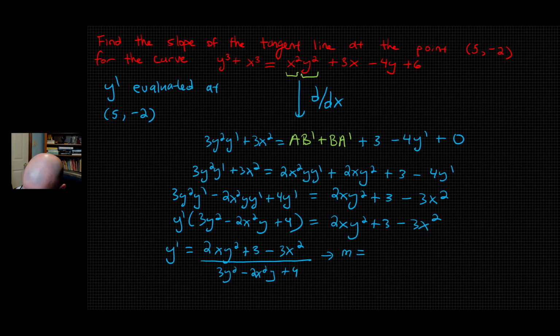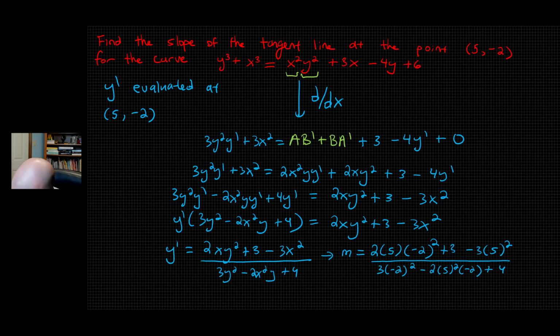Now m equals, I'm going to plug in 5 for x, so 2 times 5, and negative 2 for y, so negative 2 squared, plus 3 minus 3 times 5 squared. Uh-oh, this is going to be a big number. Divided by 3 times negative 2 squared minus 2 times 5 squared times negative 2 plus 4. Let's see what happens.